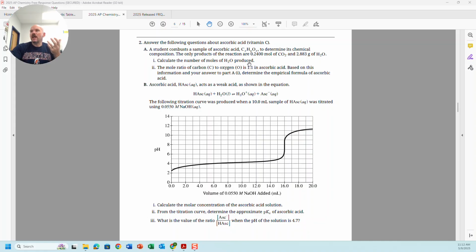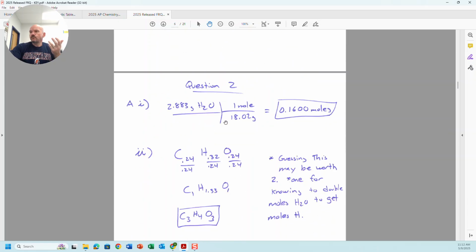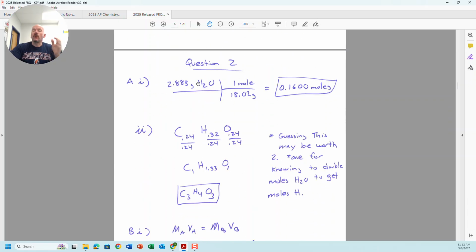So the first thing is just calculate the moles of H2O. We would take the grams of H2O divided by the molar mass of H2O, and if we round to 4 sig digs, which were allowed here, we get 0.1600, okay? So that's how many moles of H2O we have, okay?